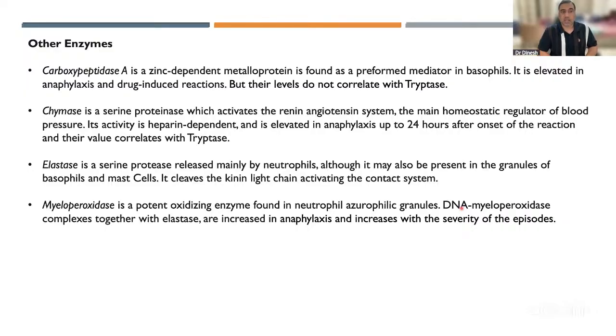Elastase, another serine protease released mainly by neutrophils, although it may also be present in granules of basophils and mast cells. It cleaves the kinin light chain, activating the contact system, which we will see later how that's involved in anaphylaxis. And myeloperoxidase, just now we saw that's the enzyme from neutrophils. The DNA myeloperoxidase complexes, along with elastase enzyme, are increased in anaphylaxis and also increase with the severity of episodes. So this again can be used for confirmation of the anaphylaxis and its severity.